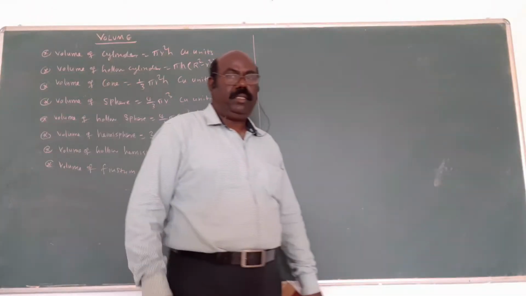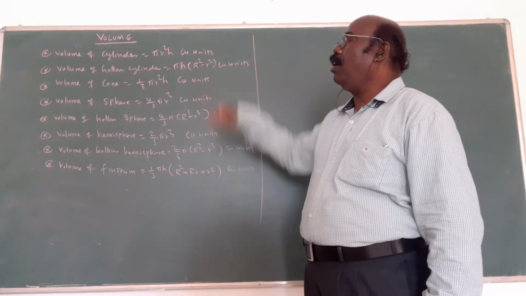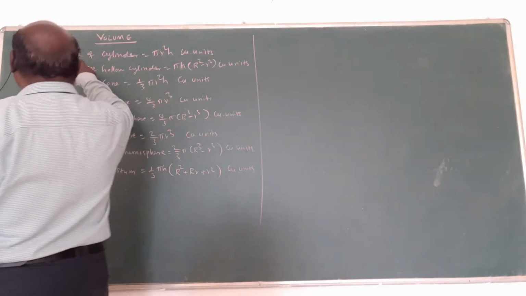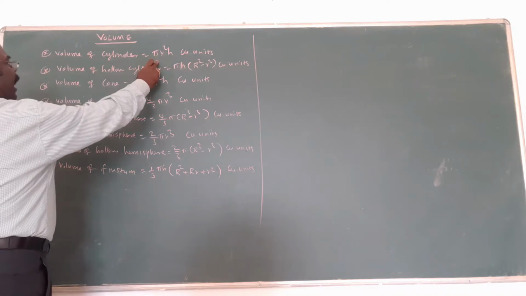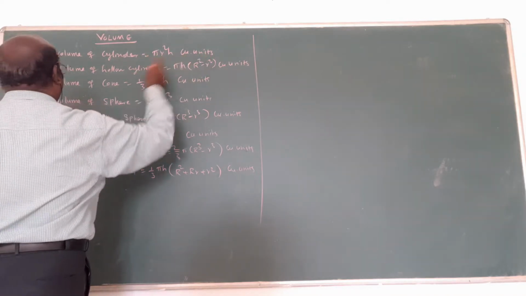Good morning, children. Now let us start with the second exercise concept: Volume. You must follow all the formulas clearly. The first one is the volume of the cylinder: pi r squared h cubic units.